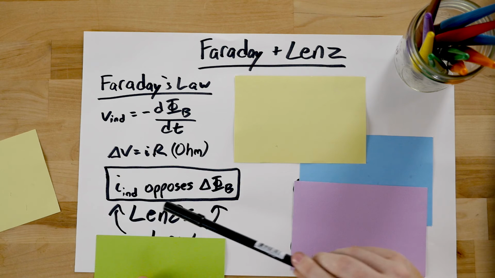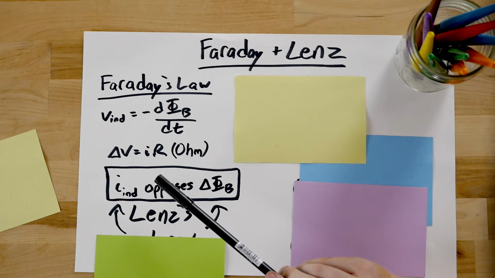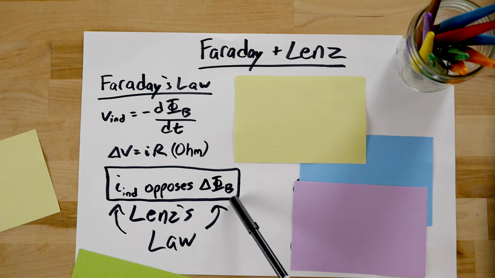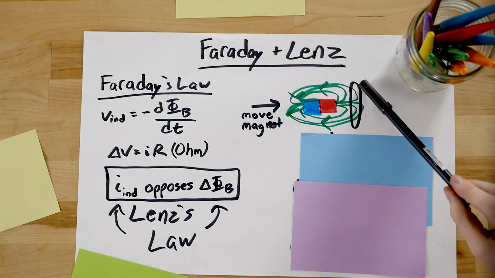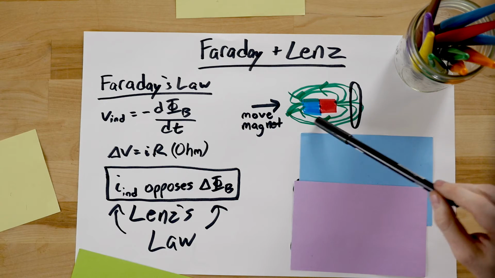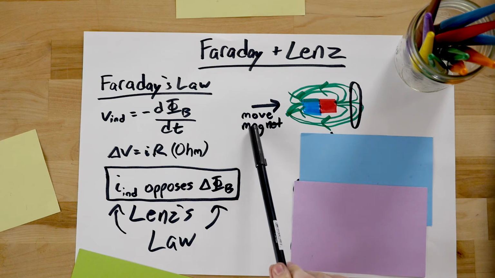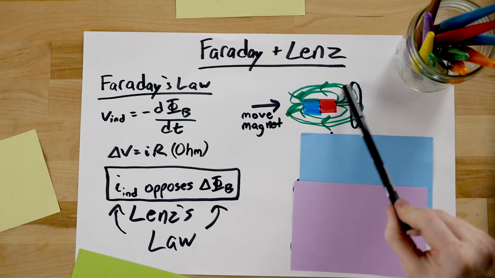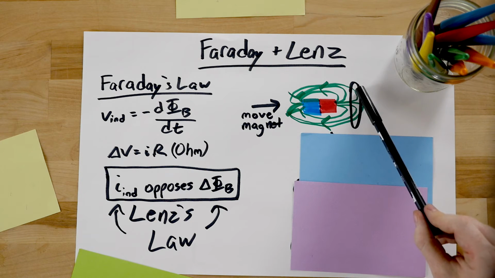In general, the induced current flows in whichever direction is needed to counteract the change in flux of the original magnetic field. This is a really complicated statement, so it's best to work through it in an example. So let's say we have a loop of wire with a bar magnet nearby. I'm going to move this north end of the magnet closer to the wire, and we're going to predict which direction the current would flow in this loop.